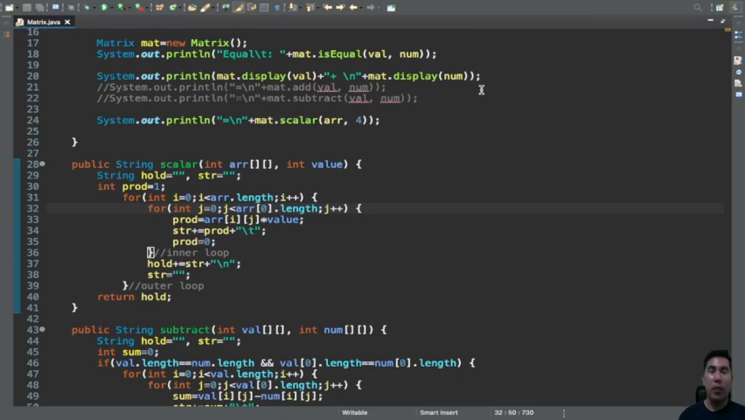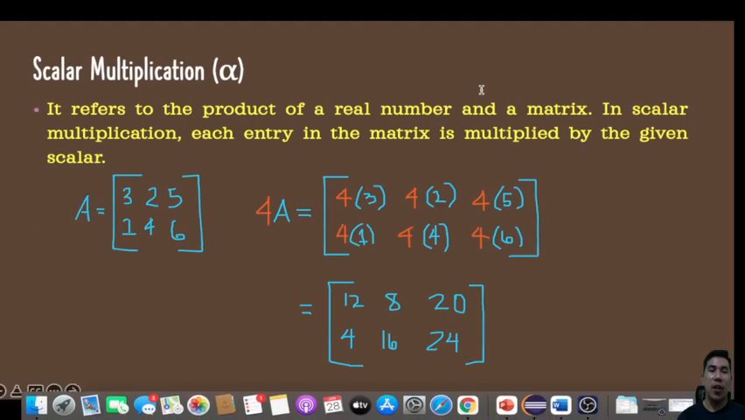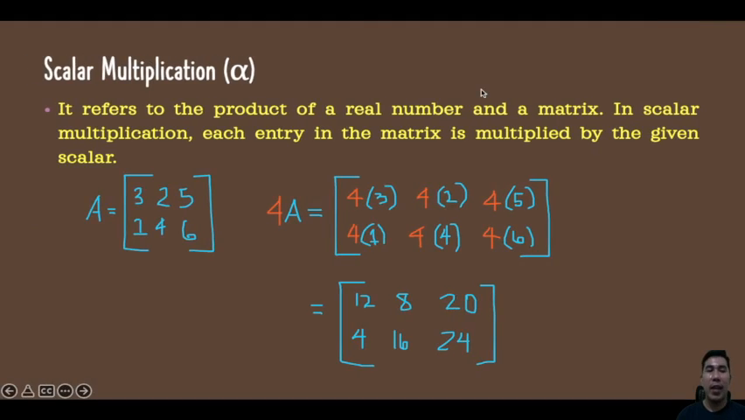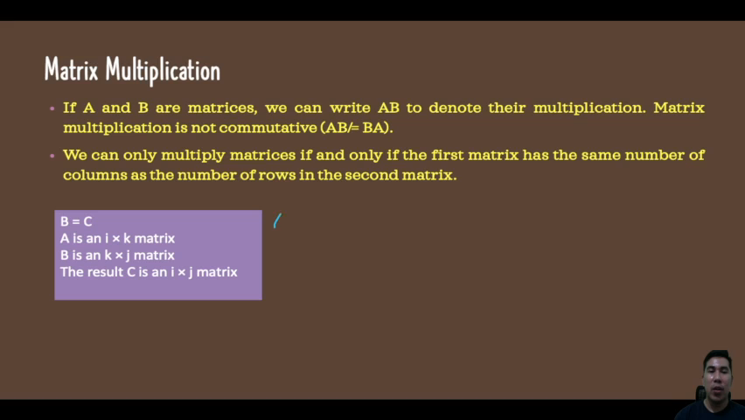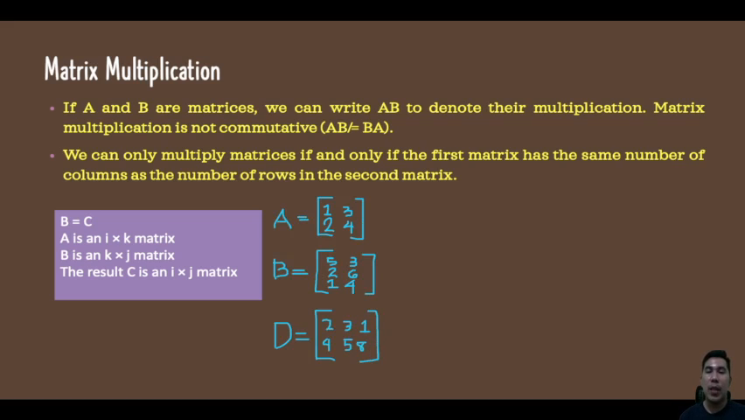So for today, I'm going to discuss matrix multiplication. Last time we discussed scalar multiplication, which is the product of a real number and a matrix. This time we're going to discuss matrix multiplication. In matrix multiplication, we can write AB or A times B to denote multiplication, and we are going to perform the multiplication of two matrices.